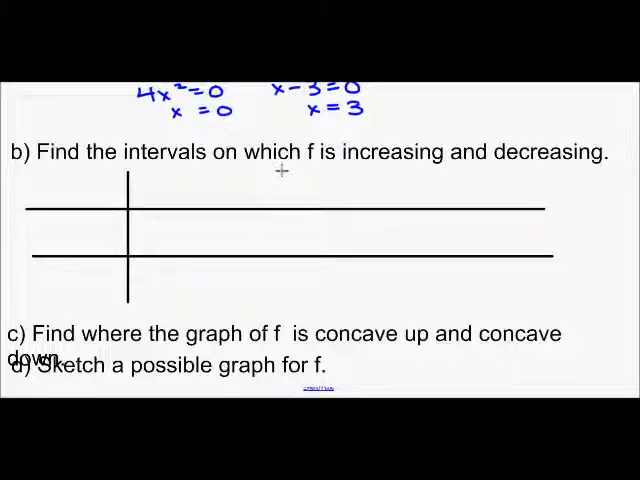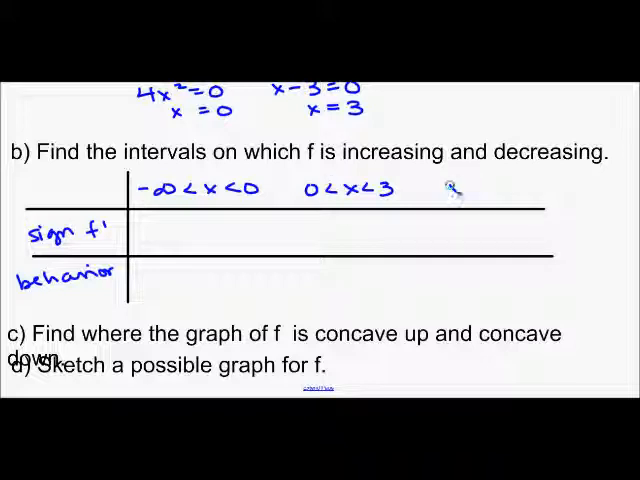Okay. So I'm going to have my sign of f prime and behavior. Okay. My first interval will be from negative infinity to 0. Second one will be 0 to 3, and the last one greater than 3.